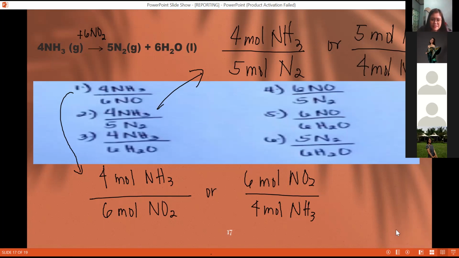Anything else? Anything else that you want to clarify? Sorry po, i-edit na lang po namin yan. Okay. So, can you stop share first? Ayan. Sige.